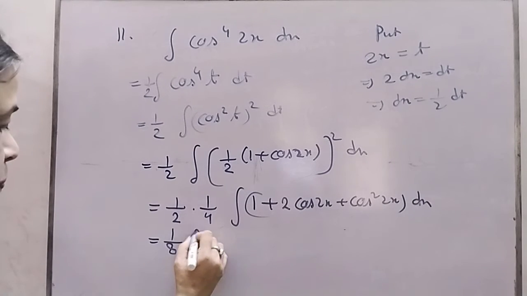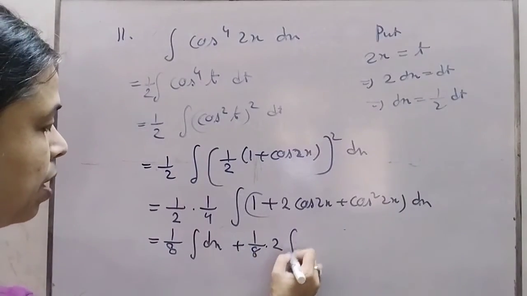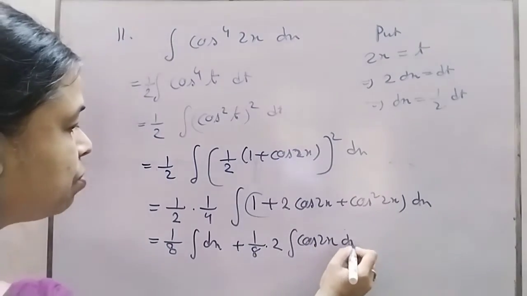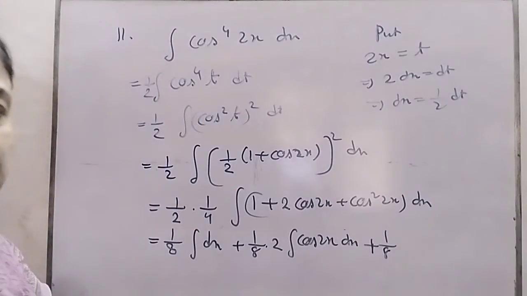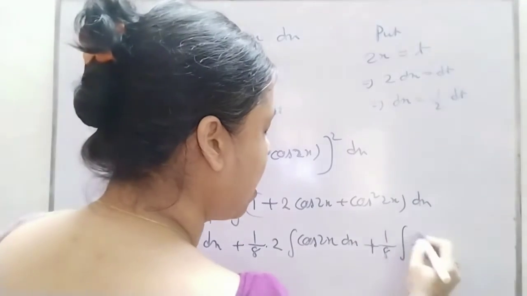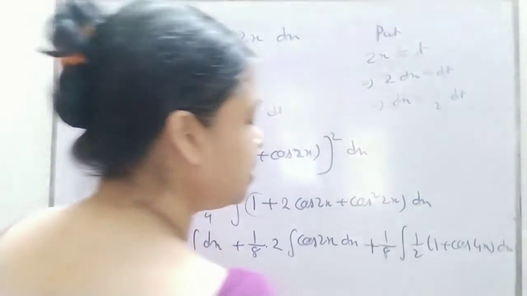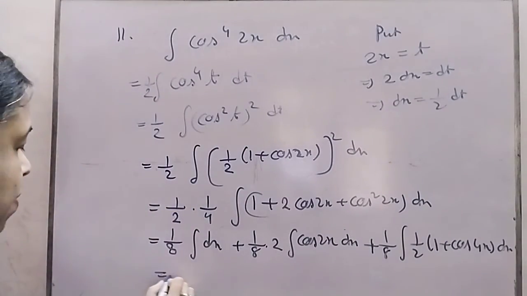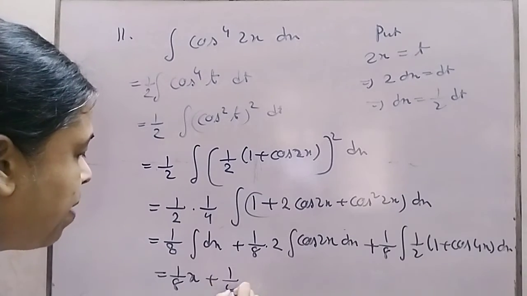1 by 8, this is integration dx, plus 1 by 8 into 2, it is cos of twice x into dx, plus 1 by 8, I have to break again this. How to break it? Half of 1 plus cos of double angle. Twice x is there, it becomes 4. So it is equal to 1 by 8 integration of dx is x. This is cancel out, right? It will become 1 by 4.